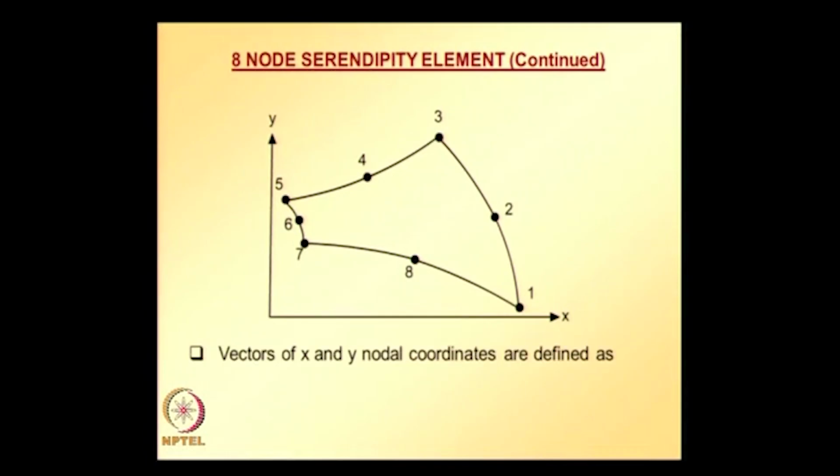So, we can define 2 vectors xn and yn in this manner, because it is advantageous to put the x nodal coordinates and y nodal coordinates in this manner, because we can easily evaluate by vector operations the partial derivative of x with respect to s, x with respect to t, y with respect to s, y with respect to t, to calculate the determinant of Jacobian.